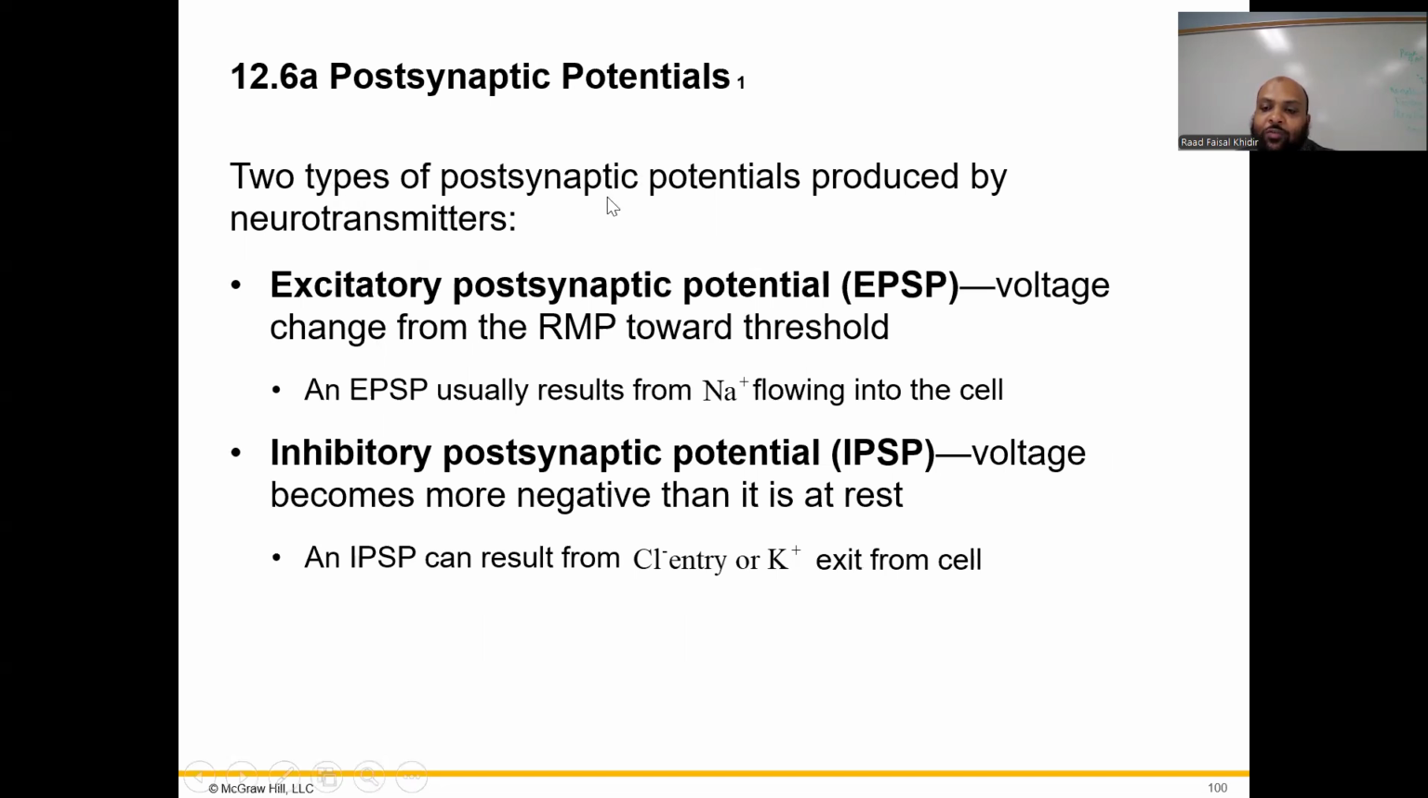So the two types of postsynaptic potentials produced by the neurotransmitters are the excitatory postsynaptic potential, EPSP, and the inhibitory postsynaptic potential, IPSP. And we alluded to both of those. The voltage would change from negative resting membrane potential and go up toward the threshold. The excitatory postsynaptic potential is usually going to result from sodium flowing into the cell. Inhibitory postsynaptic potential is when the voltage becomes more negative than it is at rest.